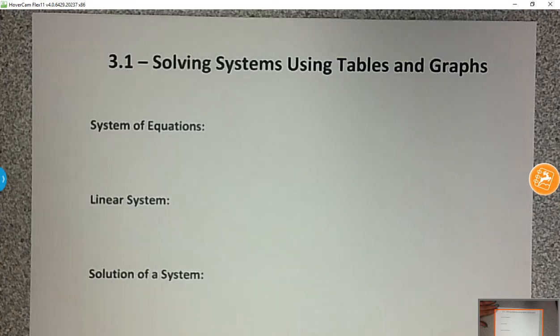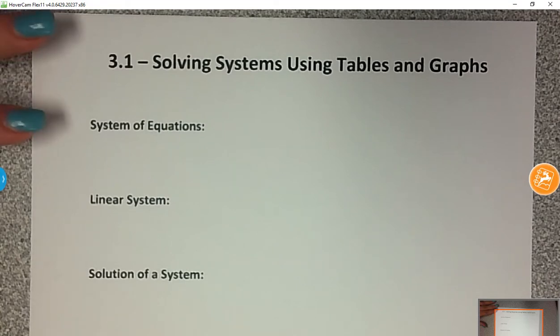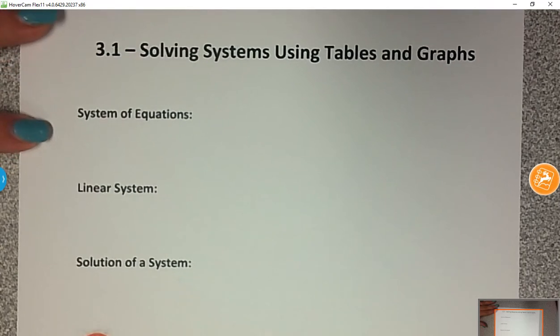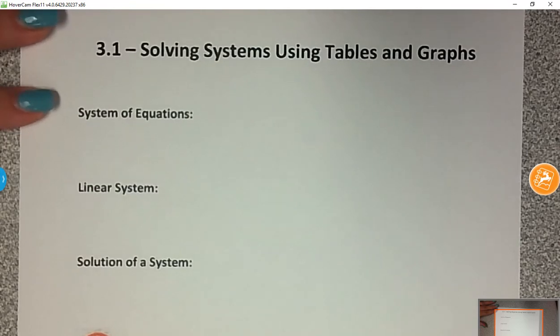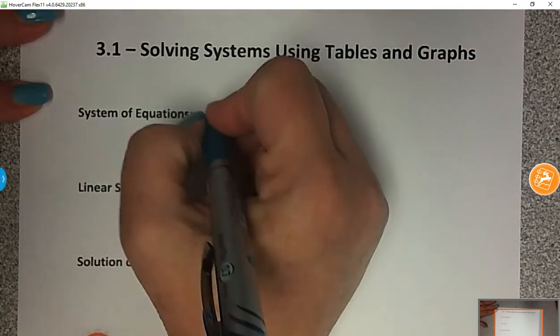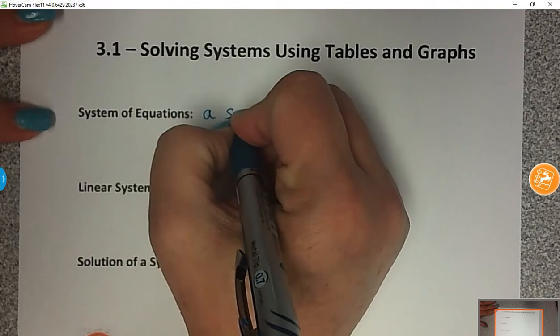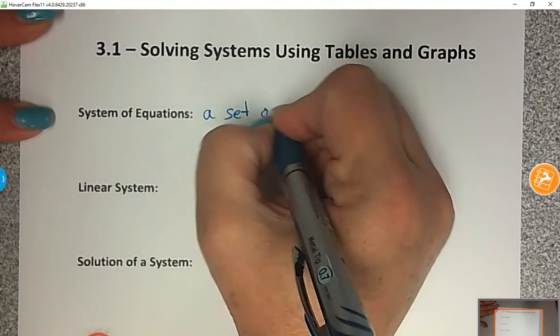Alright guys, today we're going to take a look at section 3.1, solving systems using tables and graphs. This shouldn't be really anything new as far as the graphing part. Looking at the table may be, but we're not going to do a ton of stuff with the table. It's just another option. So when they ask us to solve systems of equations, the first thing you need to know is what is a system of equations? Well, that's just a set of two or more equations.